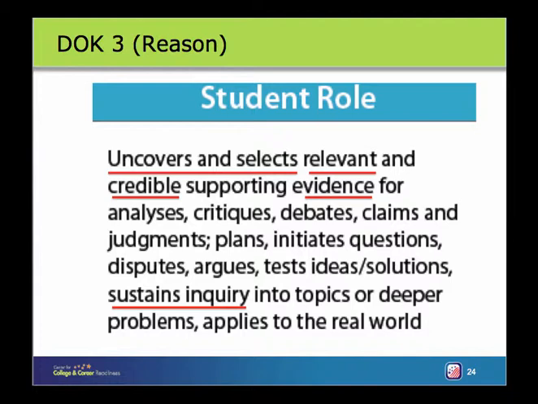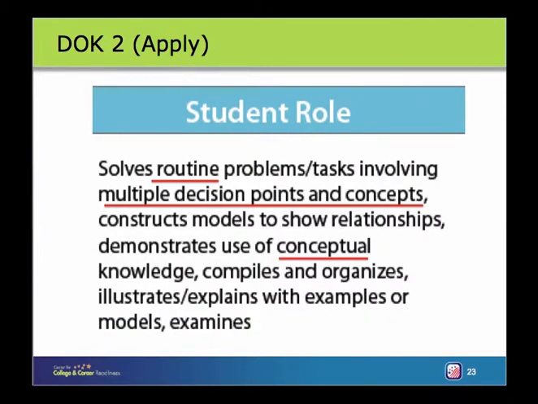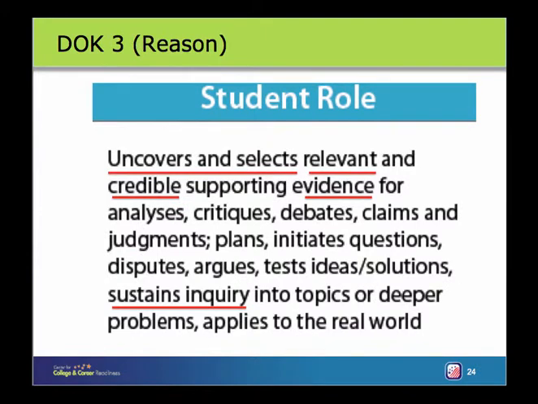So you can see when we compare that back to depth of knowledge 2, the level of complexity has been increased because now we're asking the student to uncover and select what they feel is relevant and credible. There could be more than one right answer here. So when you think about depth of knowledge 3, one of the elements that definitely pushes that complexity is the fact that there's more than one right answer.